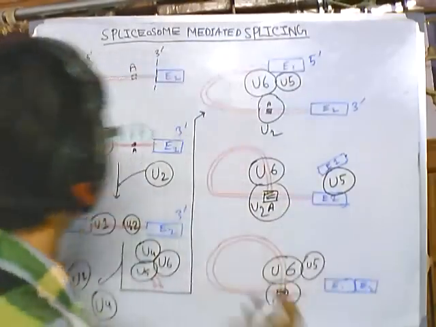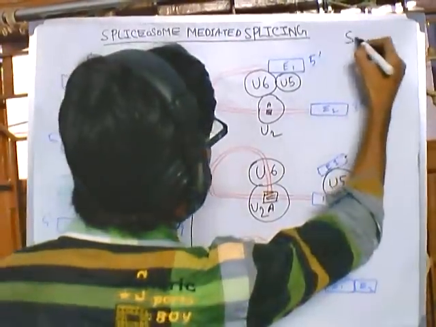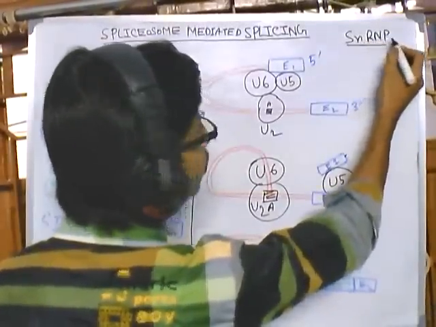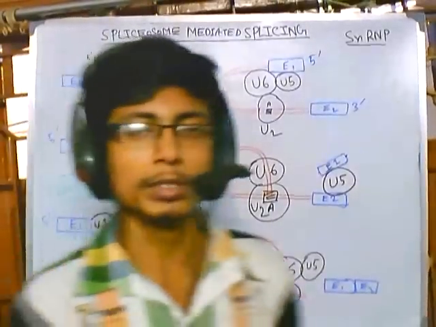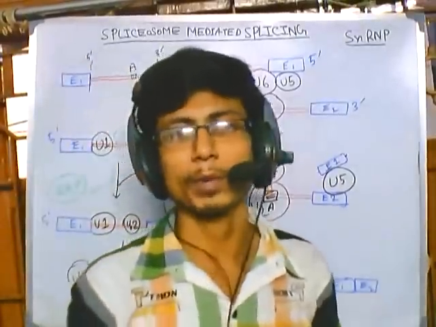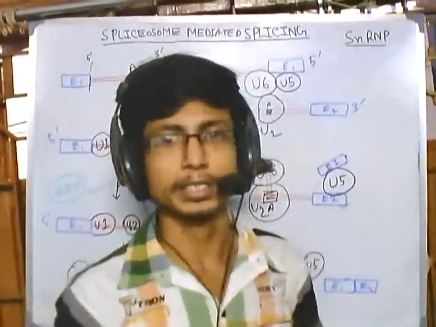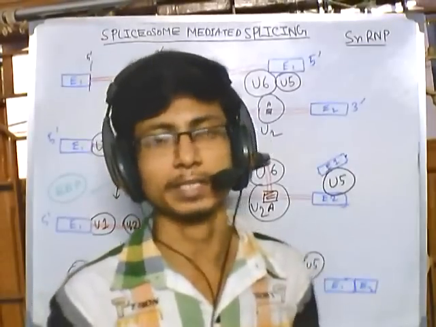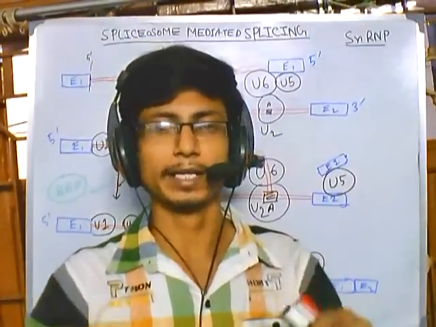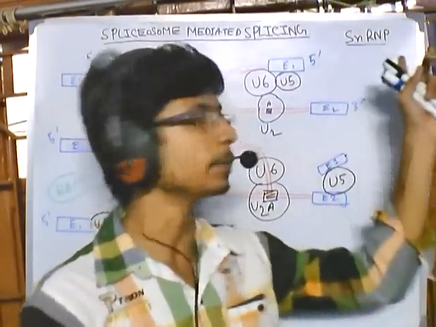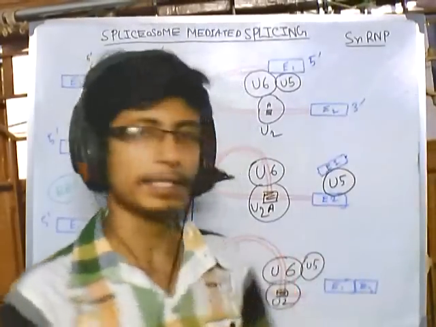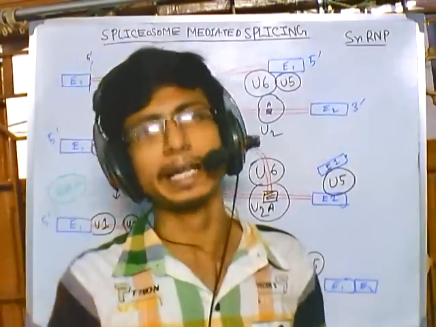Okay, so let me write it. They are called snRNP, or short nuclear ribonucleoproteins. So these short nuclear ribonucleoproteins or snRNPs are very important protein molecules, very important mediators for this spliceosome mediated splicing. Now for any kind of spliceosome mediated splicing, we must have the complex formation between these snRNP proteins and the pre-mRNA. Now the pre-mRNA that we are having, again it consists of introns and exons.